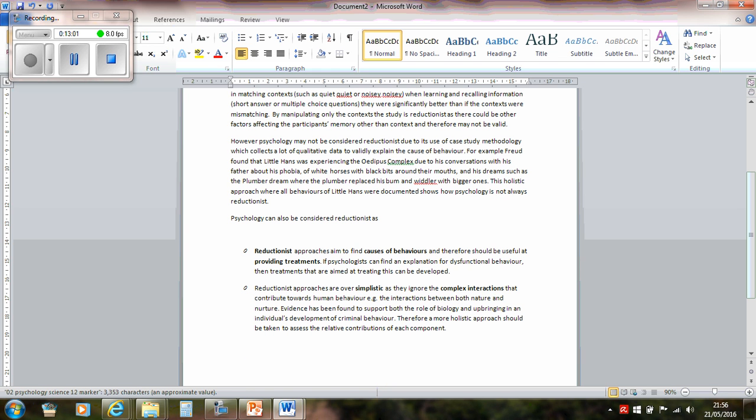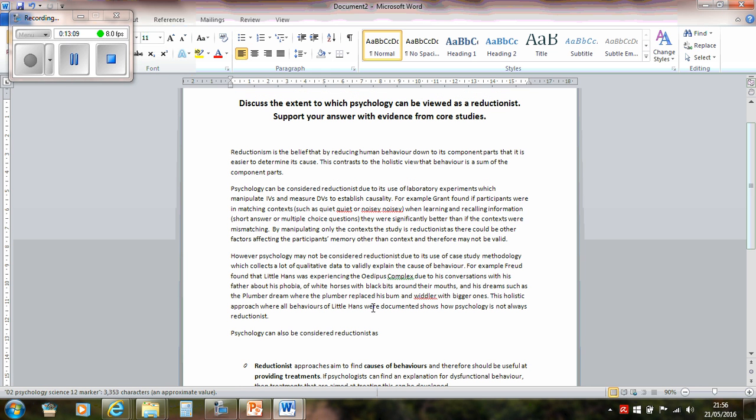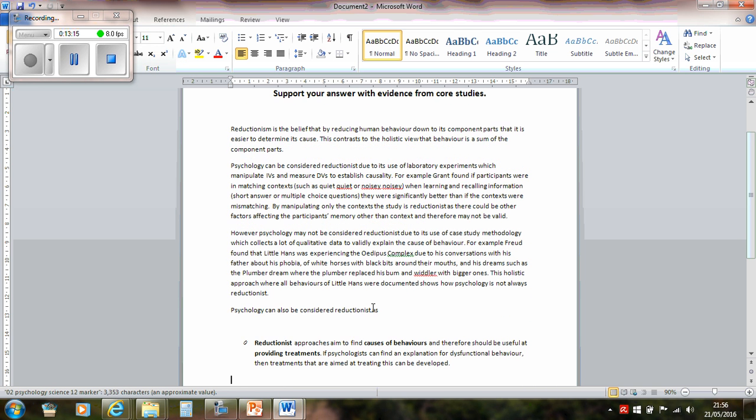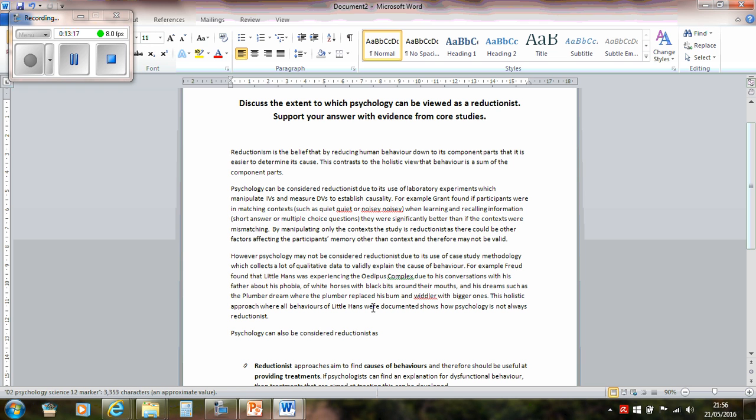So that's not good if you get rid of that. Again, this one here is a weakness of it. That's not good. What else makes something reductionist? We mentioned IVs and DVs. Could you use treatments and say if you can use treatments then it can't be considered reductionist, or it can be considered reductionist?